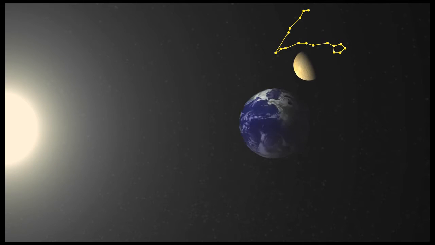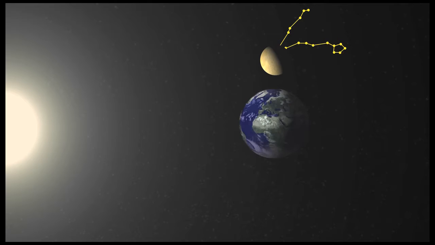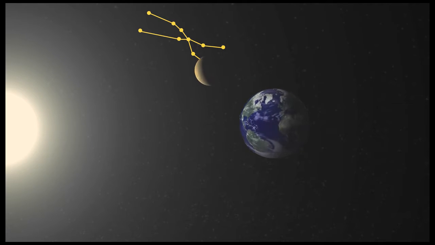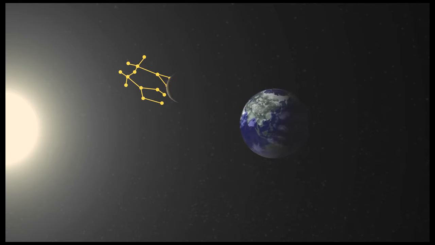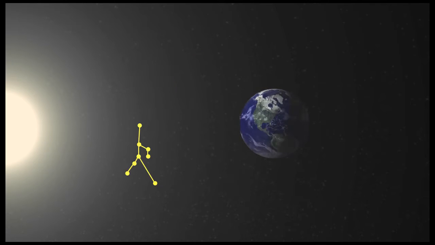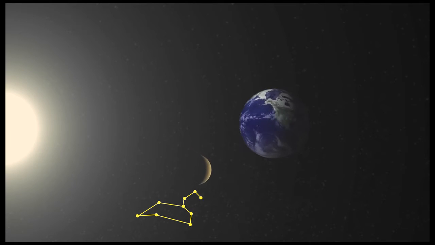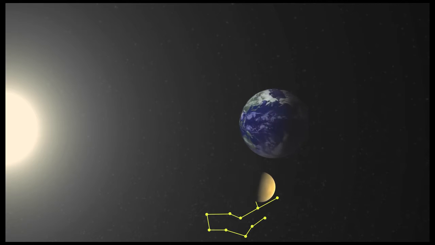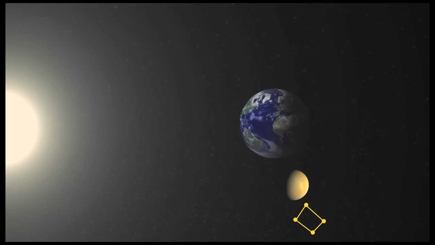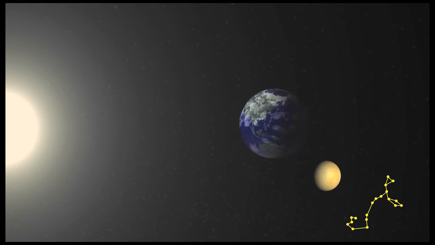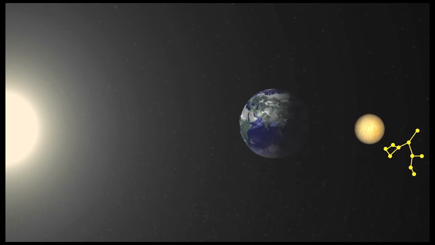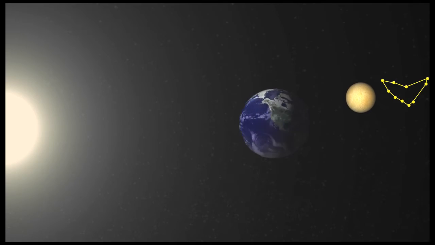Just as the sun passes through each of the 12 zodiac constellations once a year, the moon passes through these same constellations once a month. Here the moon is in Gemini, next Cancer, then Leo. Notice how long the moon takes in front of Virgo. Next Libra, then Scorpio. After that Sagittarius, and followed by Capricorn.